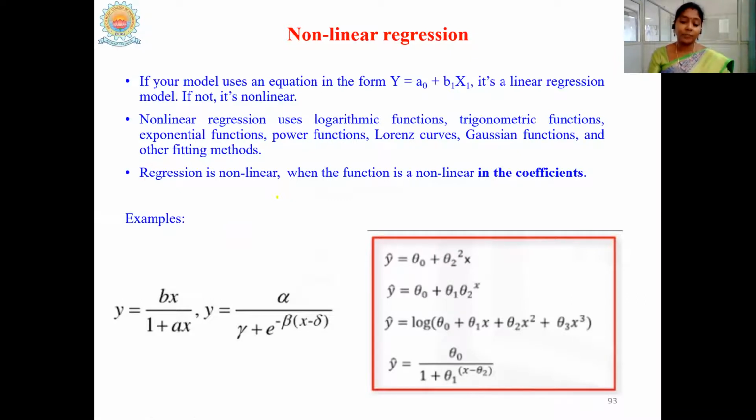Whereas here, if you observe the first point, if your model uses an equation in the form of y is equal to some a0 plus b1 x1, or we can also treat it as y is equal to mx plus b. So regression coefficients may vary. The form is the same, y is equal to mx plus c. Some authors say that it is y is equal to a0 plus b1x. Some other authors say that this is y is equal to w0 plus w1x.